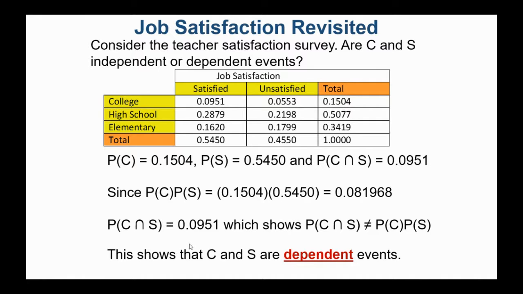So really, if you're given a table, this is one of the more common ways to check for dependence, because it's just easy. You can look and say, okay, 0.5450 times 0.1504. Oh, no, that doesn't give me that. So it's dependent. Next. It's just a real quick check.